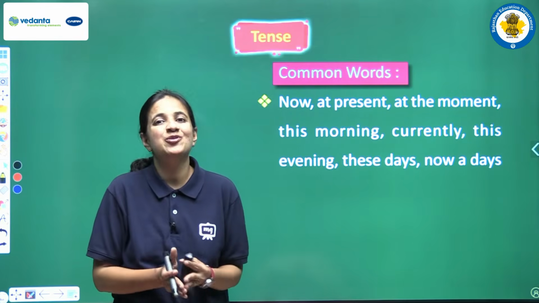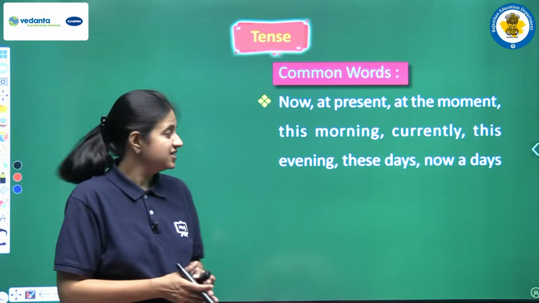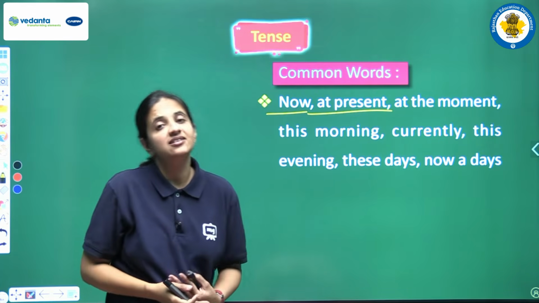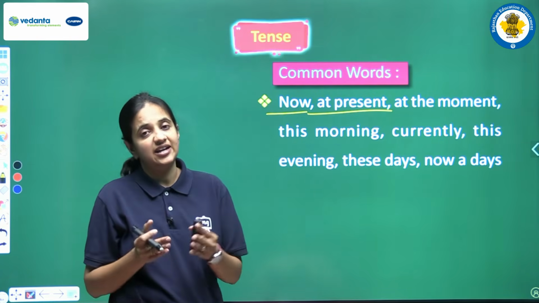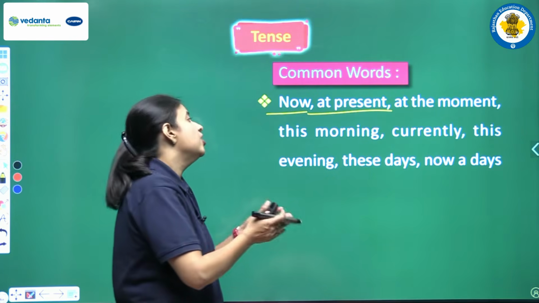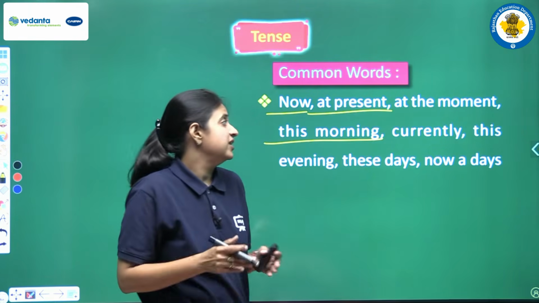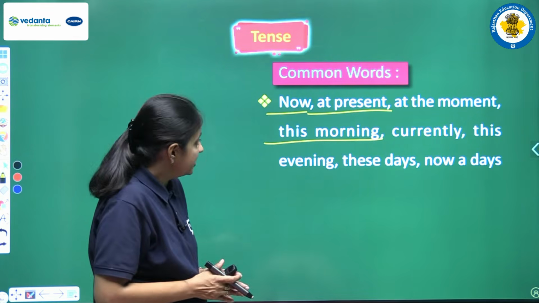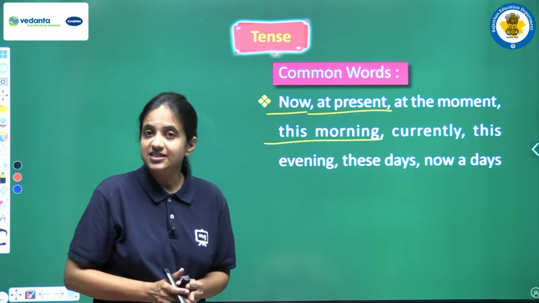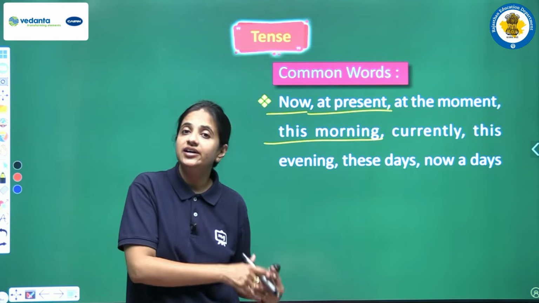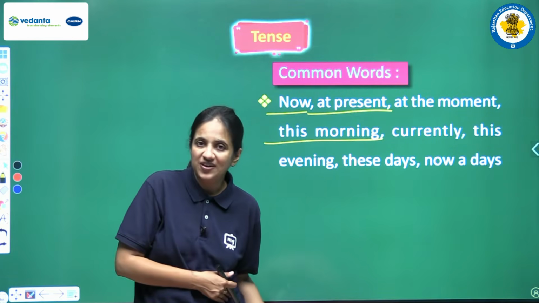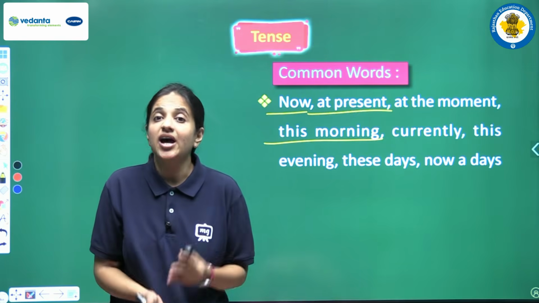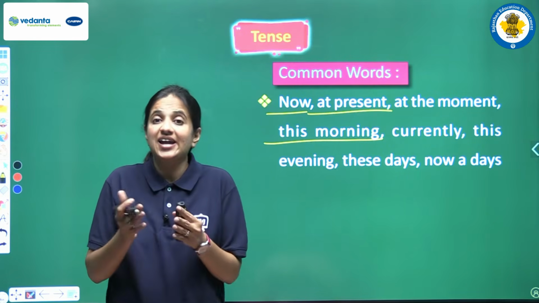Okay, so we are having some words that show this thing. So we are having now. Okay, and we can say at present, at this time, or we can say at this moment, at the moment, or we can say this morning, we can say currently. So currently means the same as right now. Okay, or we can say this evening or these days, or we are having nowadays. Okay, so all these words show the same thing, that the action is going on right now, that the action is going on at this moment.